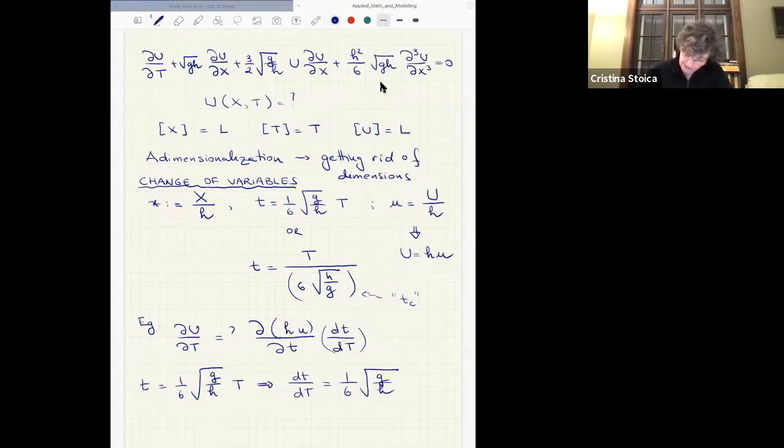Here h is a constant, so it pops out. So we end up with dU dT equals h, d little u dt, times that constant. So this guy comes in front here, and after some algebra, dU dT will be 6 root of gh d little u dt.